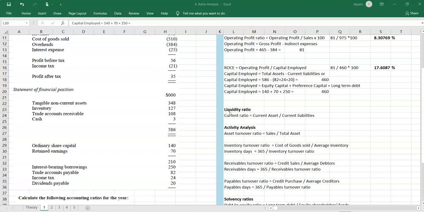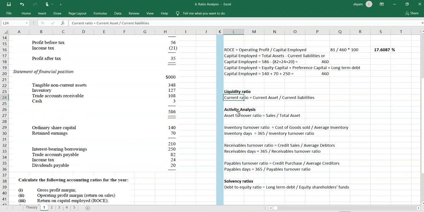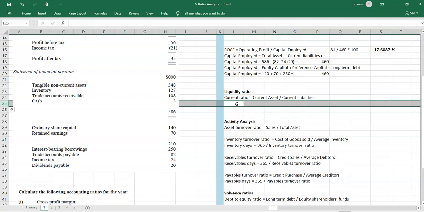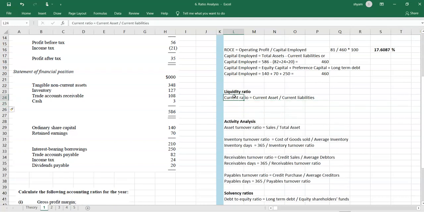Okay, so now we'll start with the liquidity ratio. So liquidity ratios, it's going to be current ratio. So we'll be looking at current asset by current liability. So first we'll get the current assets.